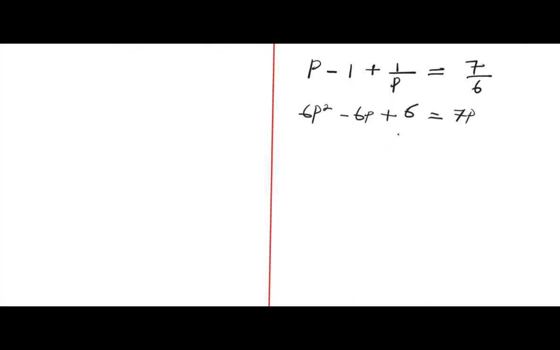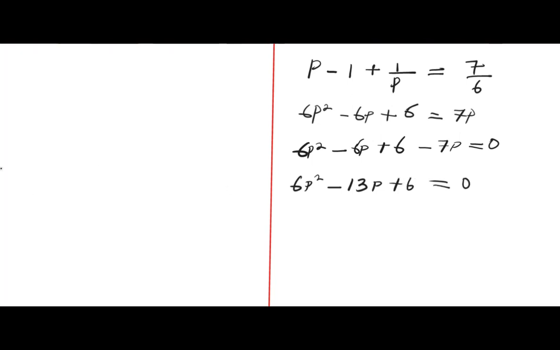So let's rearrange the equation. So you have 6p squared minus 6p plus 6 minus 7p equals 0, okay? And here you have 6p squared. Negative 6p minus 7p is negative 13p, okay? Plus 6 equals 0, okay? And this becomes a quadratic equation, and we are going to solve using the quadratic formula.